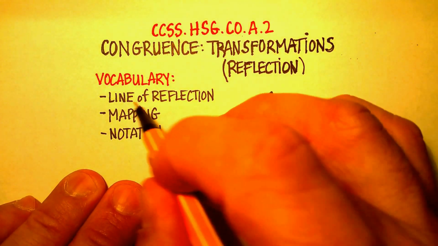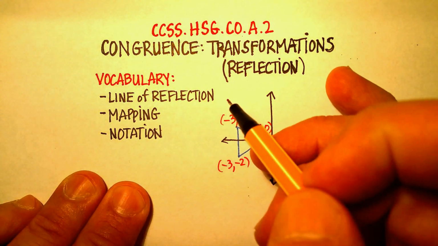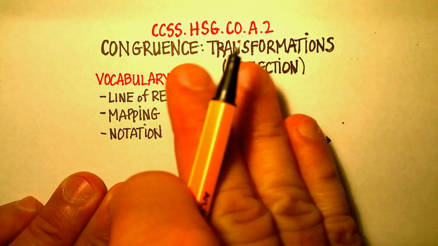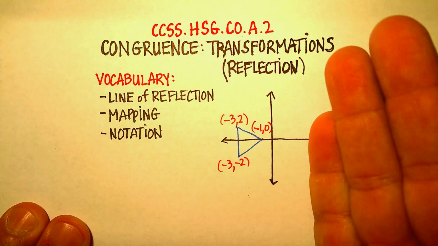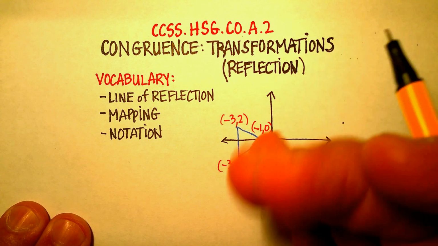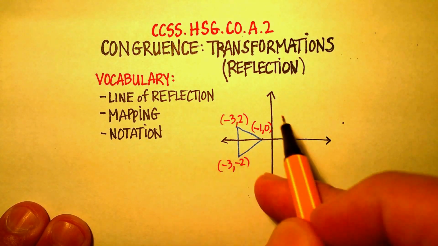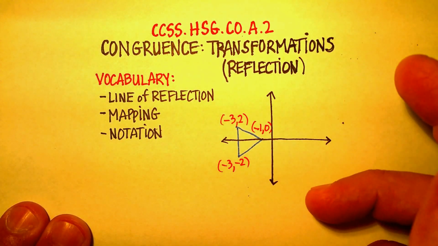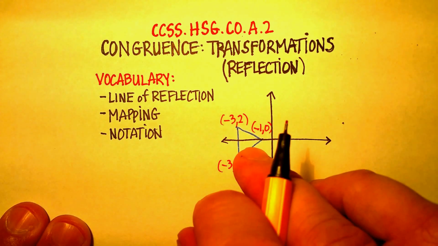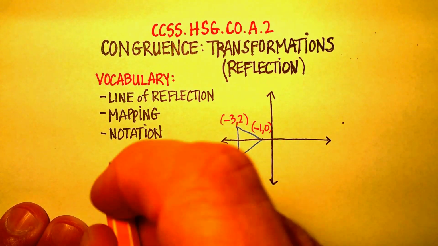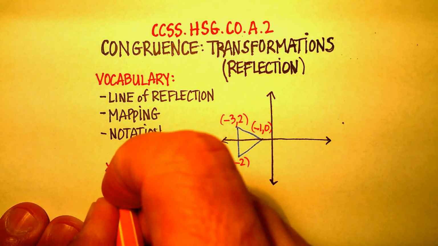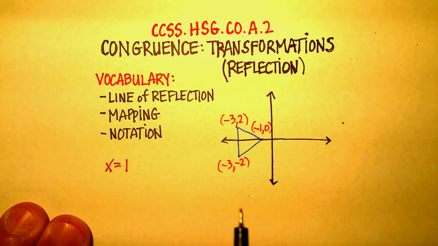Now, you kind of gathered what I mean by line of reflection, right? It's that particular line where the object flips over. Okay, it pivots right over the top. And normally in a problem like this, I have to produce what that line is or tell you what that line is. So let's say in this particular instance, I'm going to say that the line of reflection is where x is equal to 1.